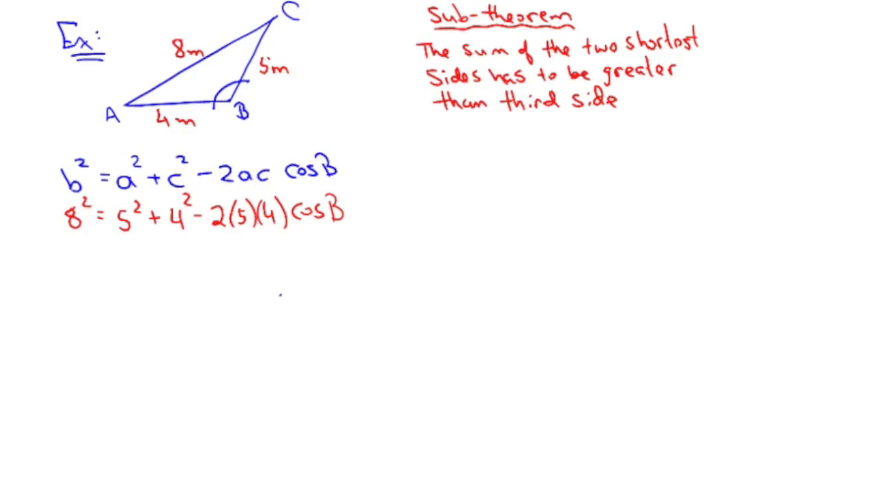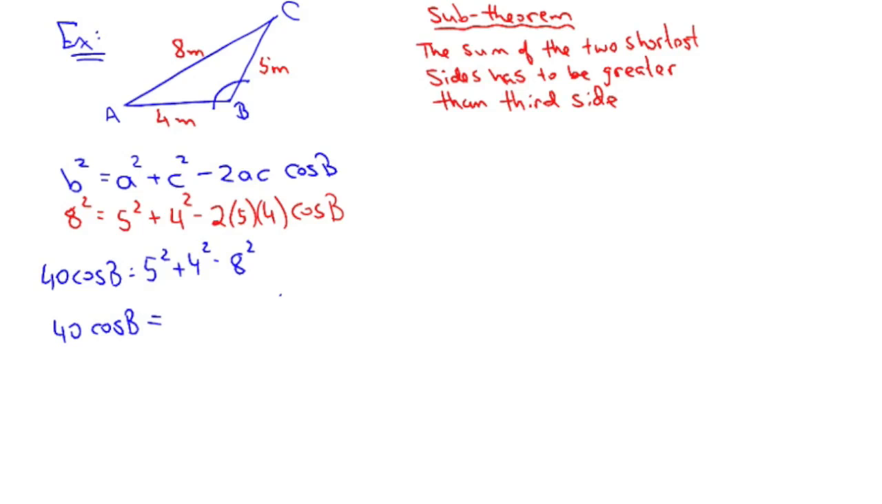So on this side, you're going to get 2 times 5 times 4, which is 40. So 40 cosine of angle B is equal to 5 squared plus 4 squared minus 8 squared. And it makes life a lot easier that way. You've got to divide it by 40 eventually, but I'd rather you just crank that out as a number first. So what's 5 squared plus 4 squared minus 8 squared?